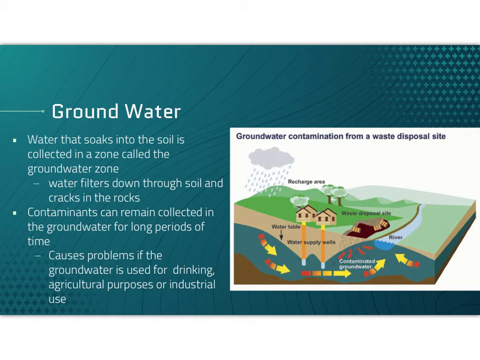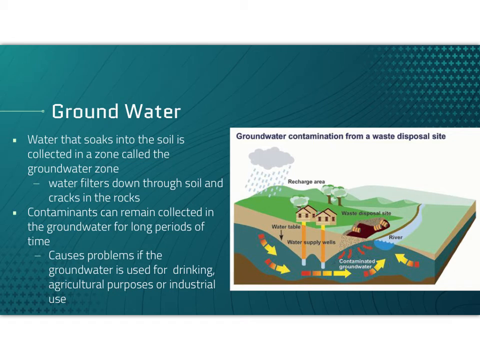Groundwater is water that soaks into the soil and is collected in some sort of zone, the groundwater zone. Water filters through the soil and cracks in the rocks. Contaminants can remain collected in the groundwater for long periods of time, though. So we see that water is soaked in underneath, and we can see the water moving into this groundwater area.